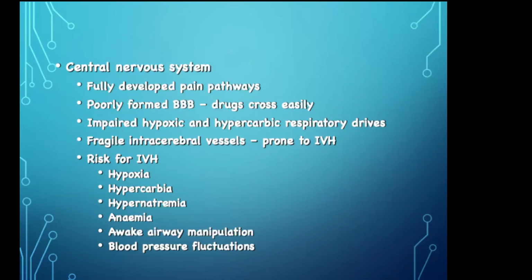They have impaired hypoxic and hypercarbic respiratory drives, so they don't respond to hypoxia or carbon dioxide. They've got fragile intracerebral vessels, so they're very prone to intraventricular hemorrhage. And I'm sure you've all seen IVH grade 1, 2, 3, 4, and 5 in premature neonates in your practice.